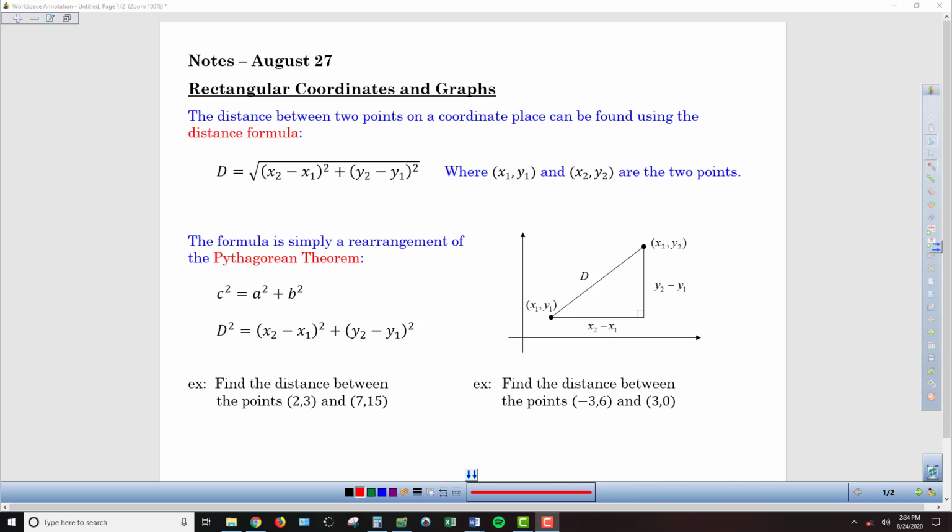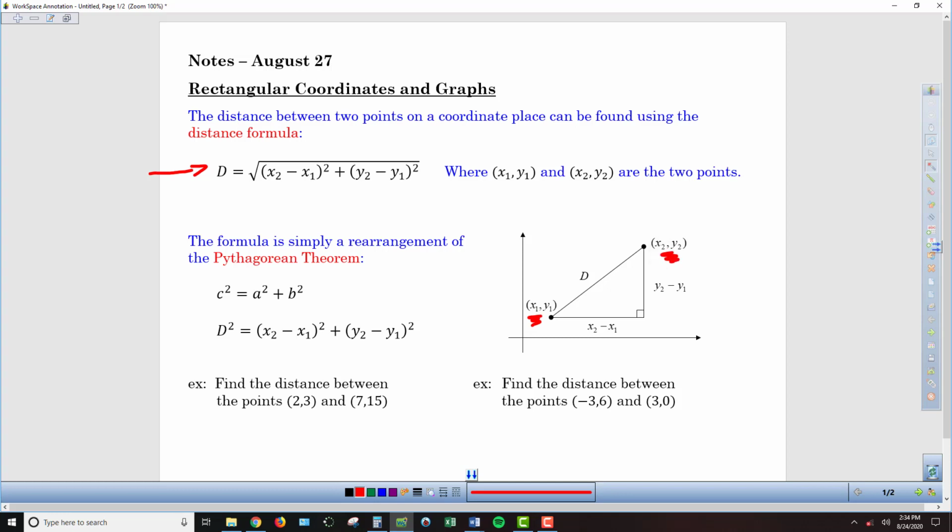We have a look here at connecting some algebra work with some graphs. We'll start off here with something called the distance formula, which is hopefully familiar from our Algebra 1 days, our geometry days. It's the idea that we want to find the distance between 2 points that are on the coordinate plane. So we have our first point here is x1, y1. Our second point here is x2, y2.